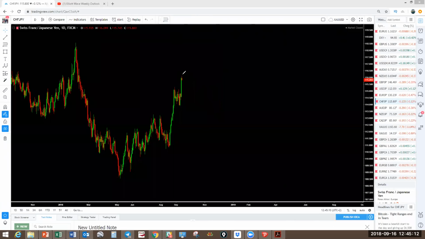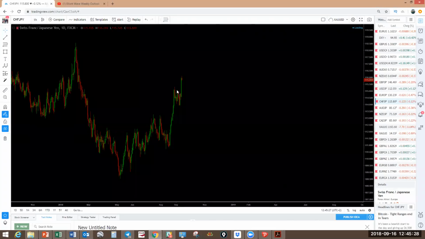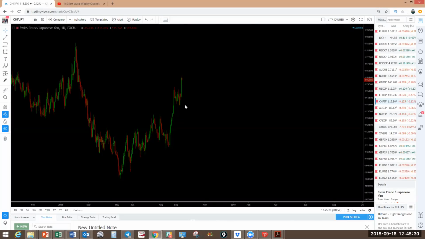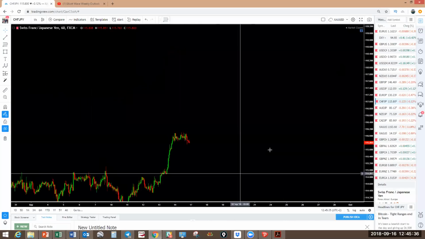CHFJPY. CHF is correlated to the euro, so you may find that because we're forecasting downside on the euro, this may start with the correction here and not necessarily come down. But let's see if we get an impulsive move here. This move to the downside does not mean anything at this stage. Let's go look at it in the 1 hour. It may look significant on the 1 hour, but it does not mean anything.